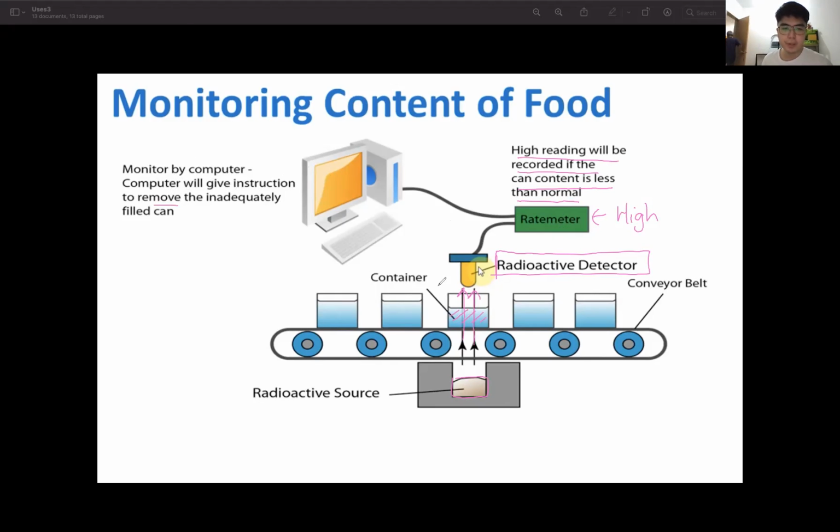The computer will give instruction whether to scrape it, to remove it, or to take it. So if it's normal content like this, then the rate meter will detect a very low radioactive reading, since the content is more, so it can block more of the radiation. Less content blocks less, so high reading. So without looking at it, you can detect which one to scrape. That is monitoring the food content.